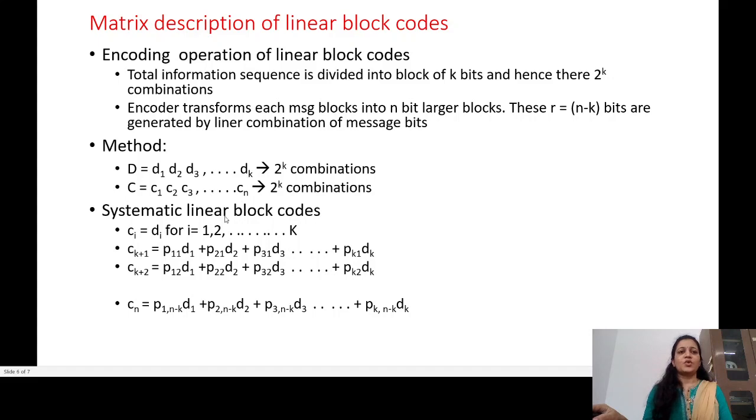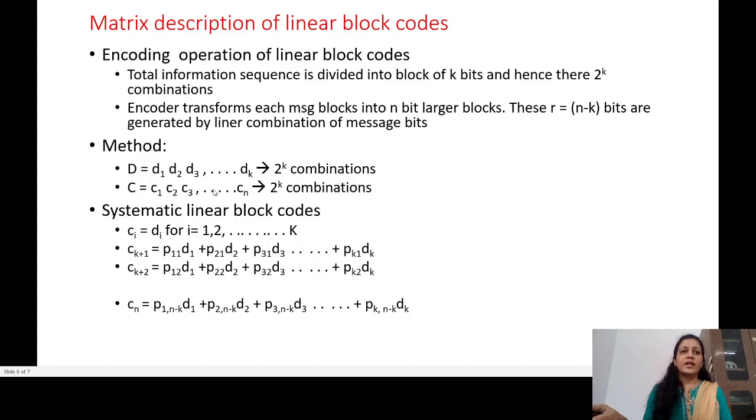So what we will do is, we will take C1 same as D1, C2 same as D2, C3 same as D3, similarly up to Ck same as Dk. So we are saying here that Ci is nothing but Di for i varying between 1 to k.